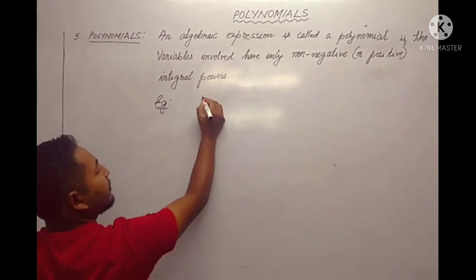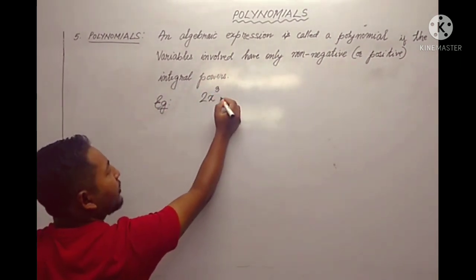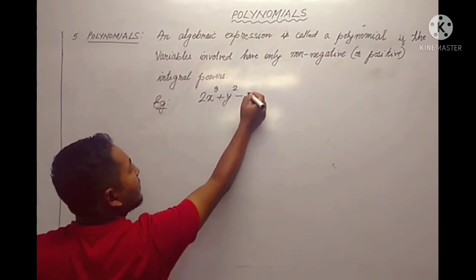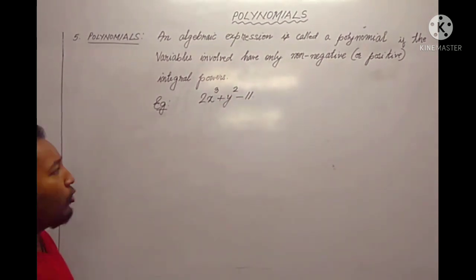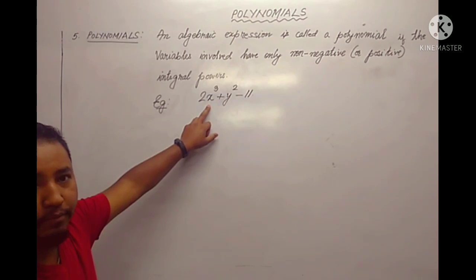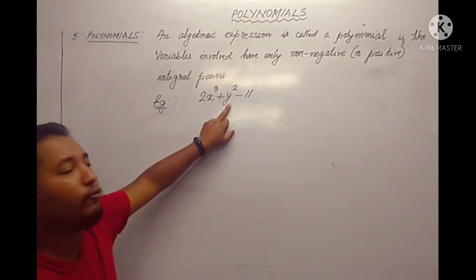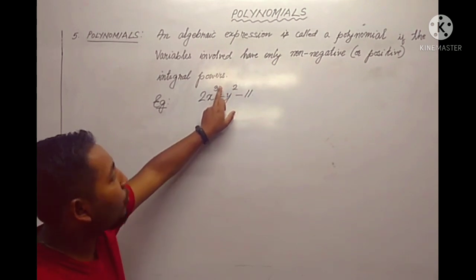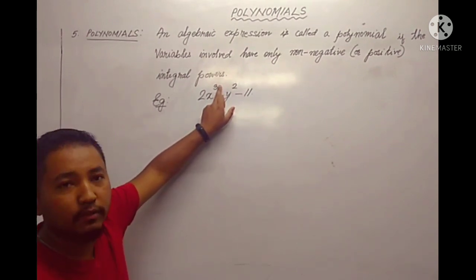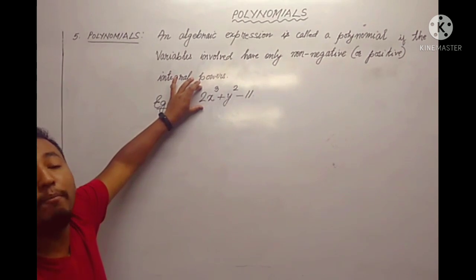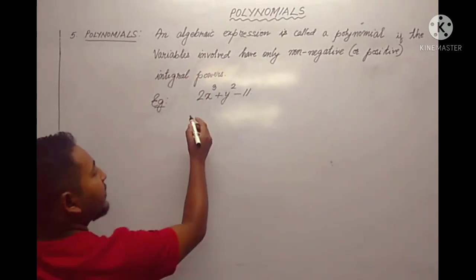Now, suppose I write 2x to the power 3 plus y square minus 11. If you look at the power of x, we have plus 3. If you look at the power of y, we have plus 2. Since both the powers are positive, this is a polynomial. One more example I can give you.